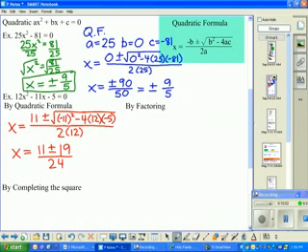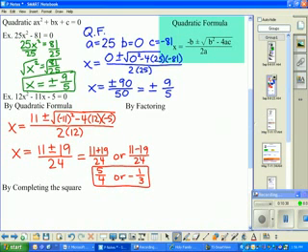over 24. So I have 11 plus 19 over 24, which is 30 over 24, which will reduce to 5/4, or 11 minus 19 over 24, which becomes negative 8 over 24, which becomes negative 1/3. So with a quadratic, you should have two answers on all of these. The exponent of the x will indicate the number of solutions.